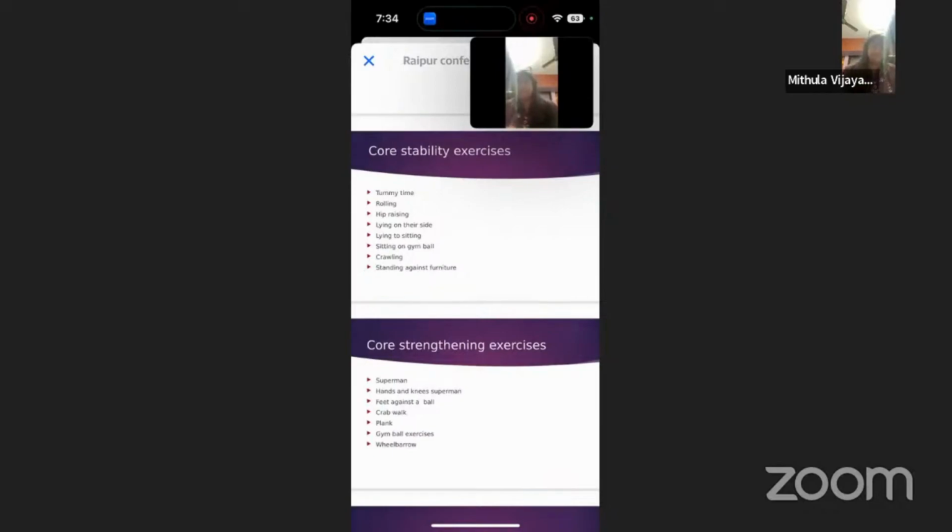Next is rolling. It combines the movement of both upper extremities and lower extremities in a coordinated manner to move from one posture to another. The next one is hip.